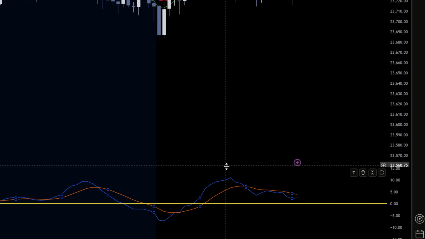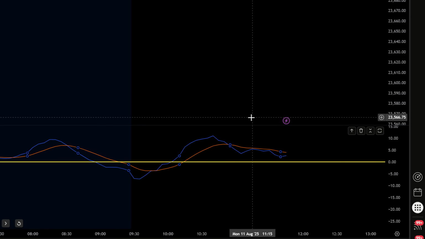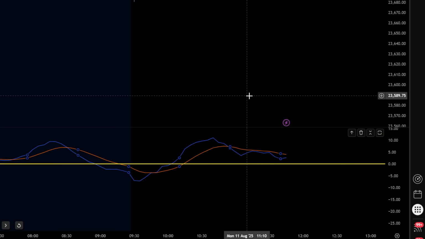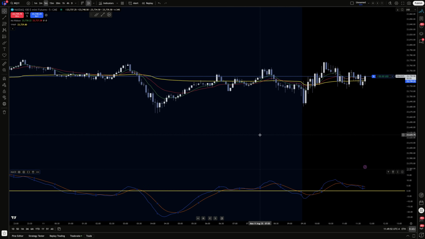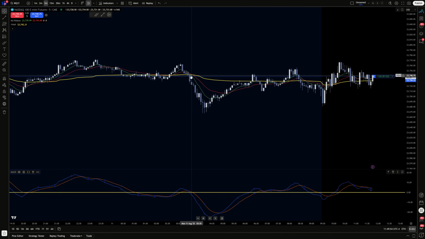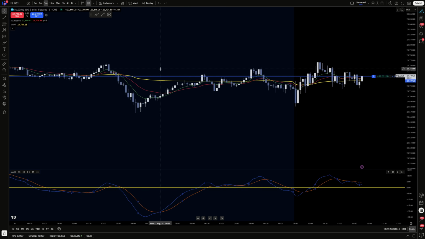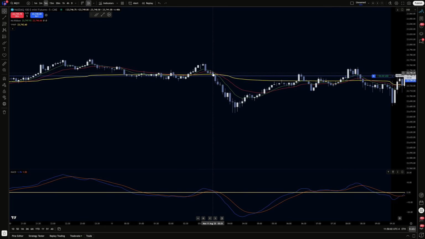Now, what are we looking at here? In order for us to understand what we're looking at, we have to zoom out really quickly. So here we have the 9/21 cross here, but we have the MACD signal line cross here.